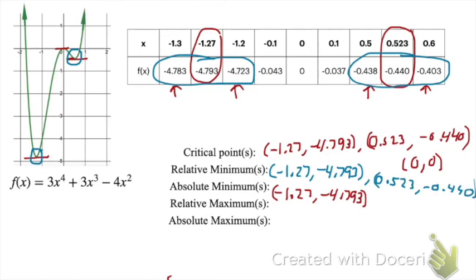We have one high point that's relative to all the rest of it, and that is at 0, 0. Again, I show you where 0, 0 is, and I show you what's going on around it, at negative 0.1 and 0.1. And we show you those are lower than at 0, 0. So we have a relative max at 0, 0. Since our graph is going off to infinities, there is no absolute max.